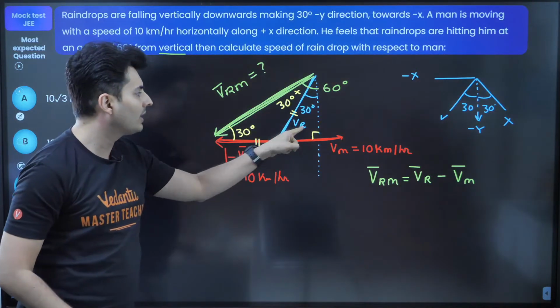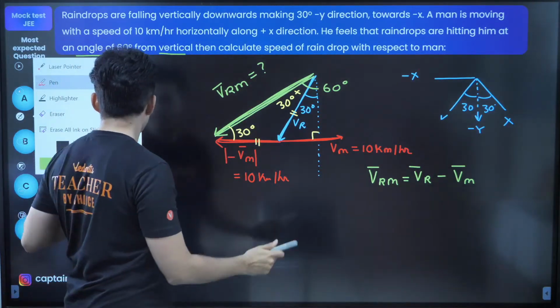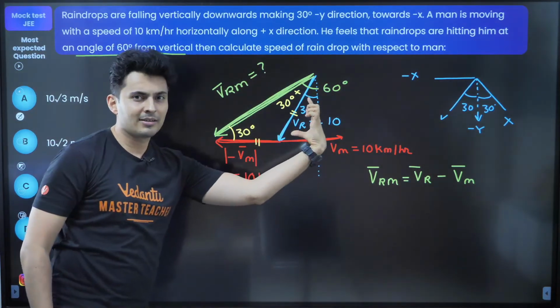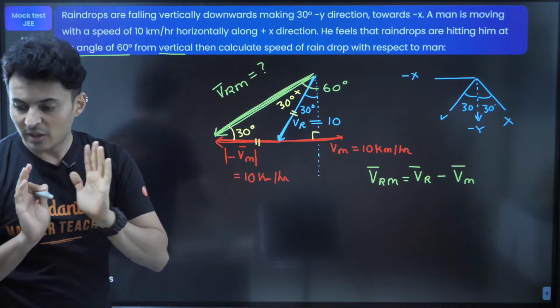So the velocity of the rain, I've just got it now as 10. If this is 10, this is also 10. With me on this? Perfecto.